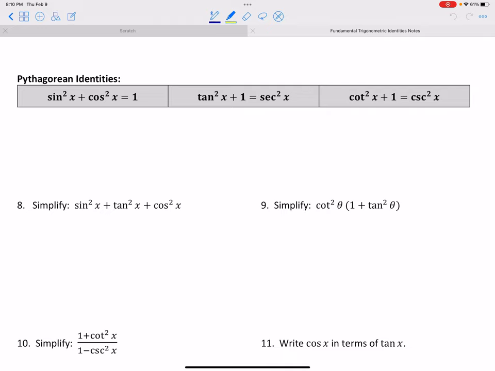And the first one should make total sense. Sine squared x plus cosine squared x equals 1. And I say that and you're like, wait, why should that make total sense? So let's think back to our unit circle.